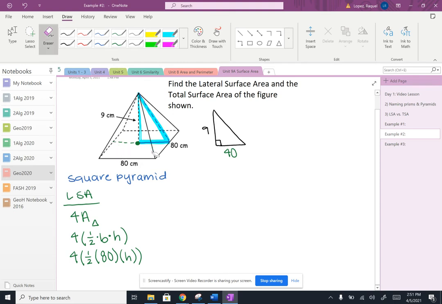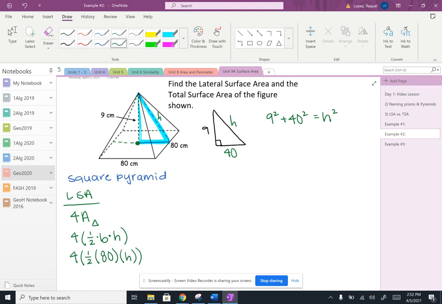So now that I've got this set up, I've got enough information to use Pythagorean theorem so that we can find our height of the triangle. And I'm going to label this H, because that's what we're looking for. We're looking for H. So we're going to do 9 squared plus 40 squared equals H squared. And you guys can do Pythagorean theorem on your own to figure out what H is. I'm going to give you guys a moment to do that.